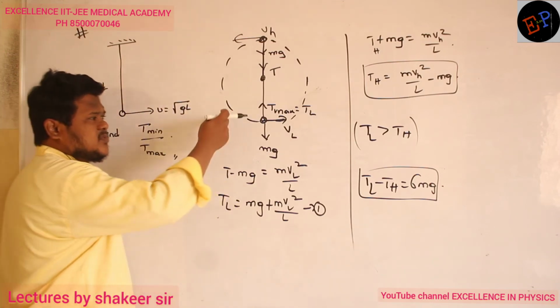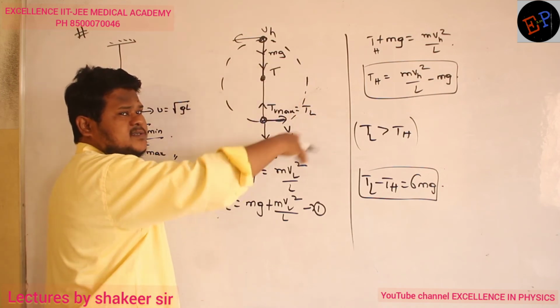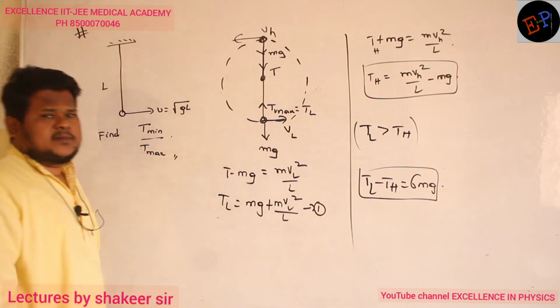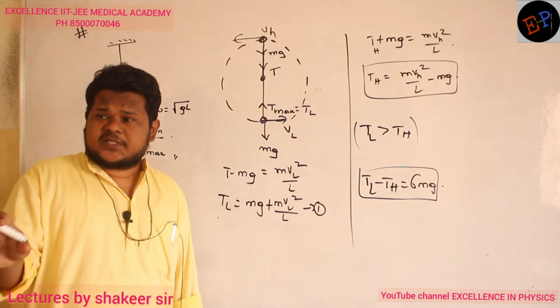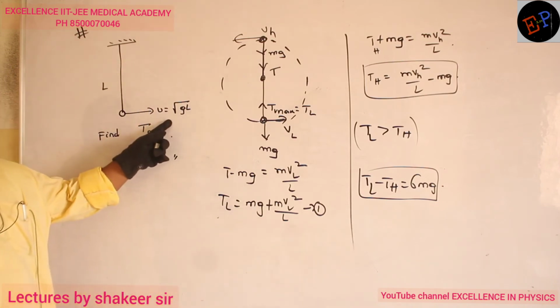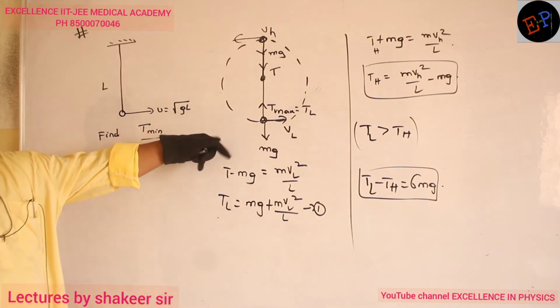So as the body starts moving upwards, what happens to the tension? Increases or decreases? Decreases, no? Because here it is maximum, here it is minimum. So find out that position where minimum tension occurs, if I give this much velocity. Tension at maximum we already know, this is at the bottom of the circle.